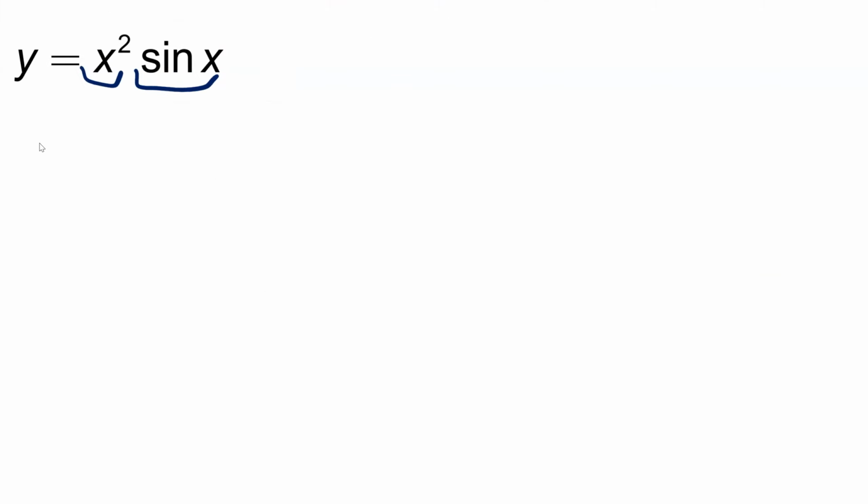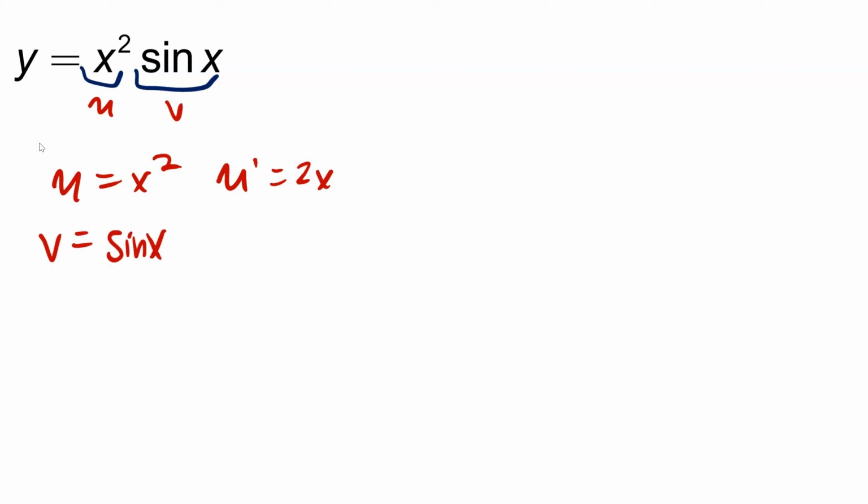Okay, y equals x squared times sine x. I'd like to get through this a little more. U and V, and then the derivative. So I have u and v. So u is going to be x squared. The derivative of u is going to be 2x. V is going to be sine x, and then v prime is the derivative of sine x, which is just cosine x.